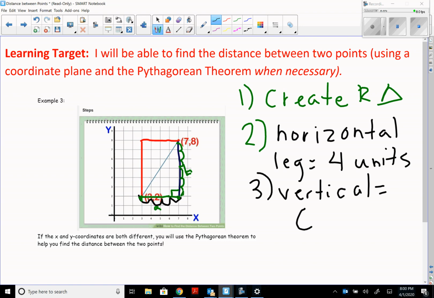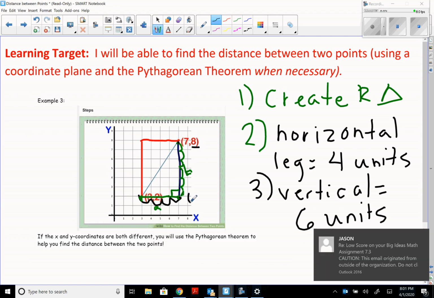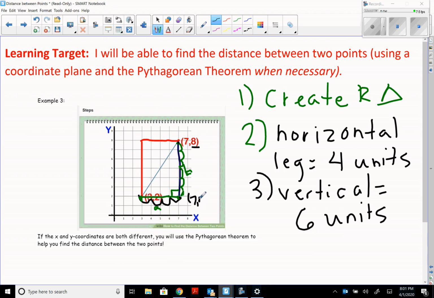equals 6 units. Again, if you would rather not count the boxes, you can look at this point here and this point here and look at the y coordinates. The y coordinate is 8 on that point, and down here it's at 2. So you can subtract the y coordinates, 8 minus 2, to get 6. All right, so we just did steps 1, 2, and 3.